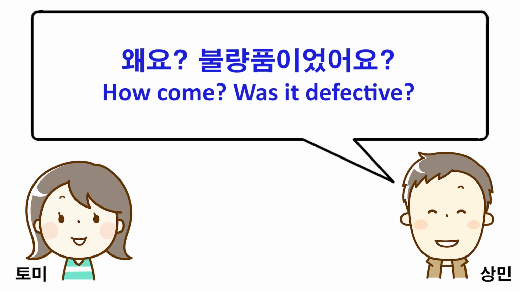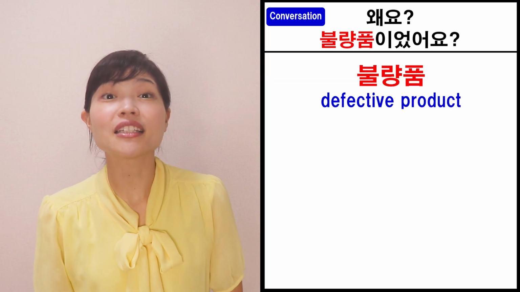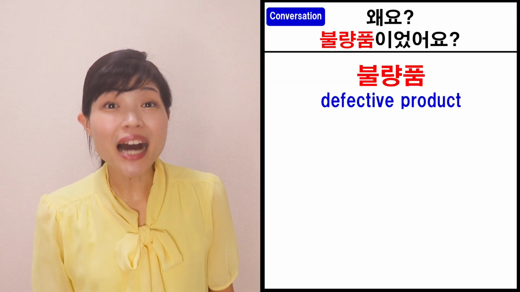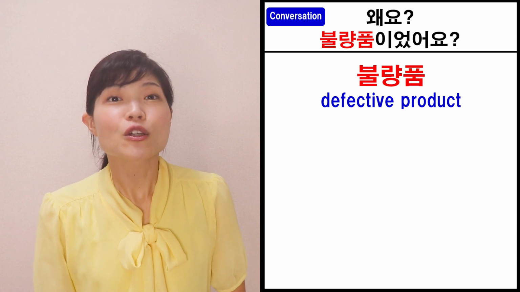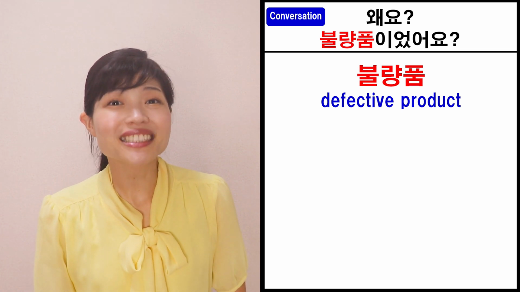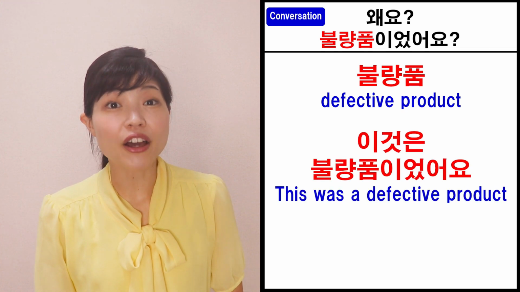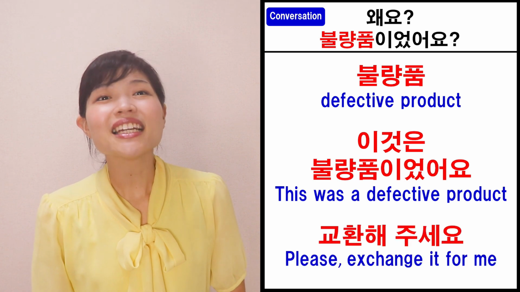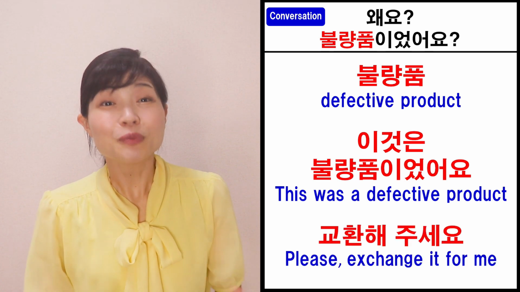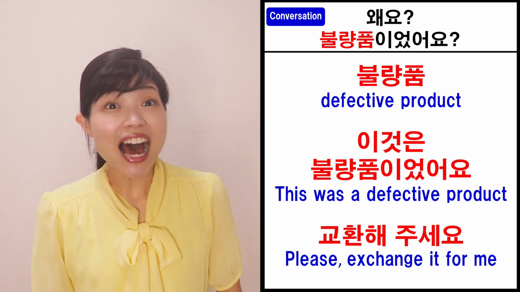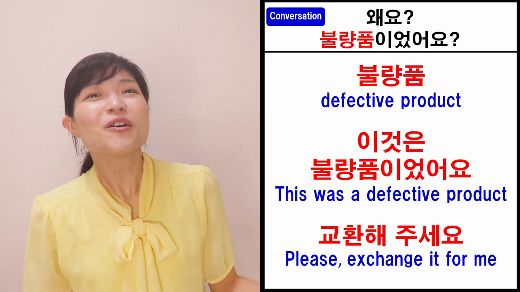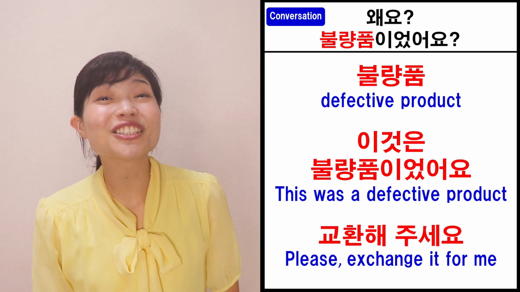Okay? 왜요? 불량품이었어요? 불량품 is a defective product. When combined with the previous word, 교환하다, you can make sentences like 이것은 불량품이었어요. This was a defective product. And 교환해 주세요. Please exchange it for me. Now you can shop freely without having any communication trouble.